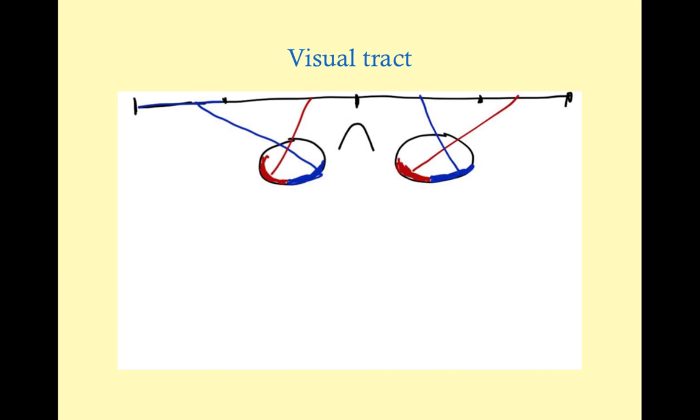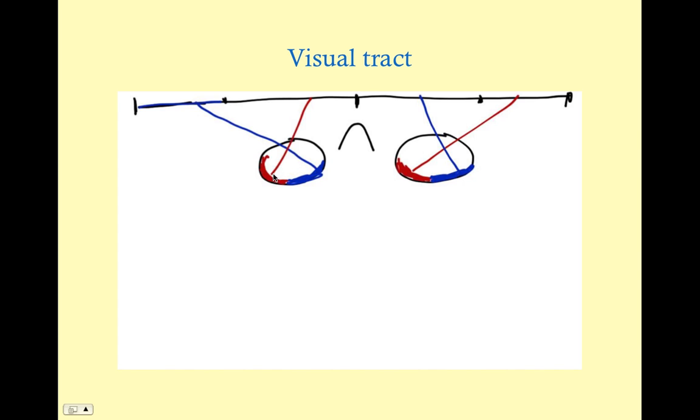Okay, so here's our visual tract. This is going to explain why we get the visual deficit we get in a PCA stroke. So here's your eyes, right here. Here's your left eye and your right eye, and this is the field you're looking at.